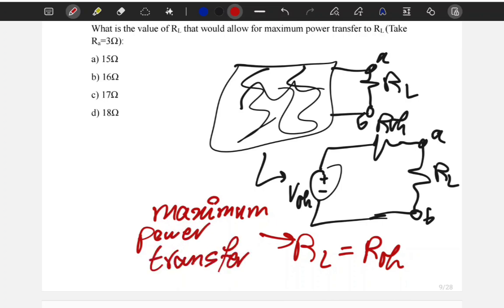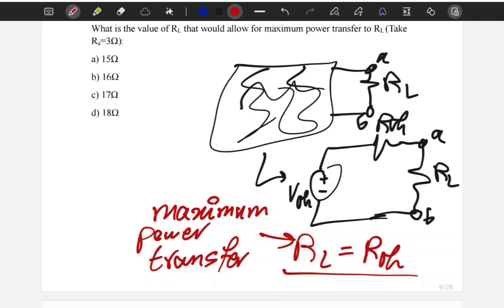There's a derivation for this. Basically, you say that power is voltage times current. The expression of voltage is given by voltage divider, so V Thevenin times RL over R Thevenin plus RL. The current is given by Ohm's law, which is also a function of the voltage. For it to be maximum, you take the derivative, set it equal to 0, and after solving, you find RL is equal to R Thevenin. You're not asked about the derivation. You're asked only about the final result: RL is equal to R Thevenin.